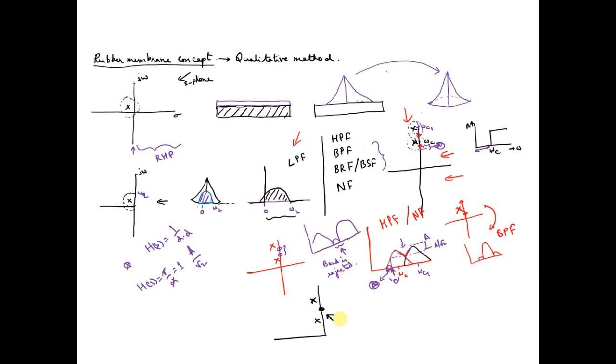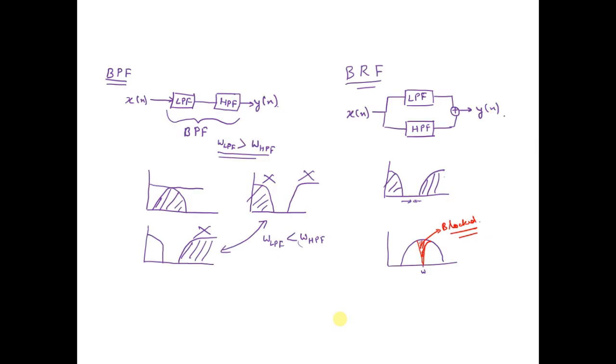So see, just by understanding how we can place our poles and the zeros in the S-plane, we have designed all types of filters, whether it is a high pass filter, low pass filter, band pass filter, band reject filter, or notch filter. Now, designing of low pass filter is one of the easiest things.